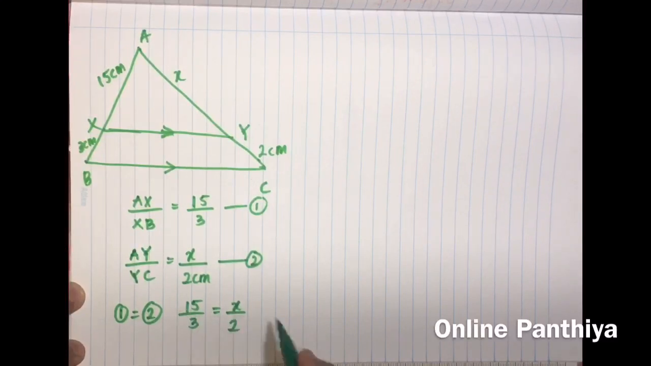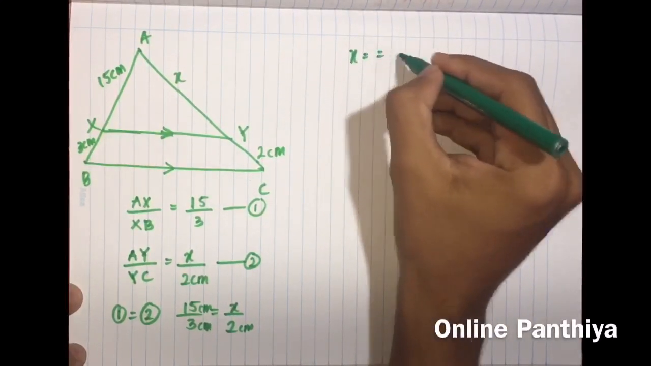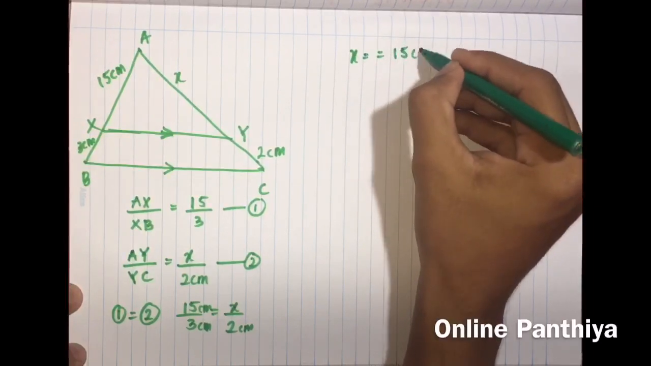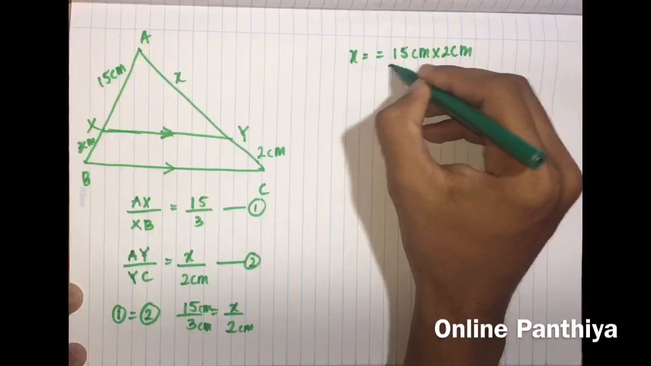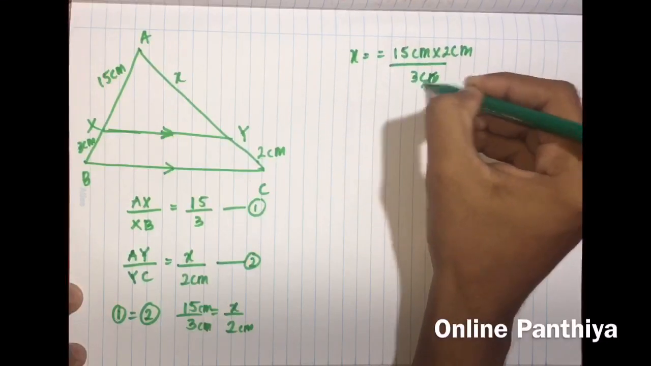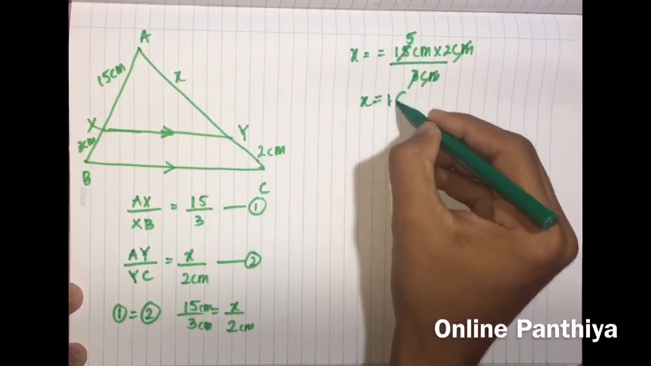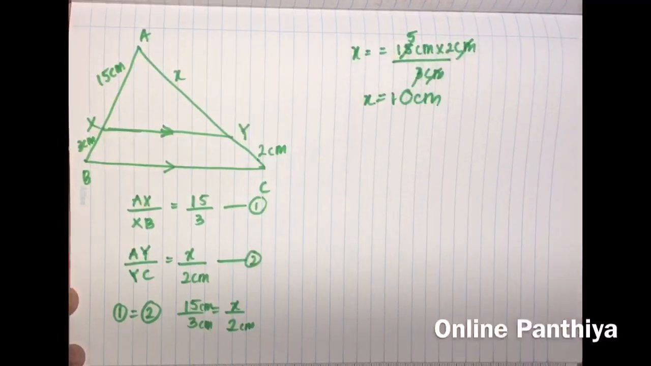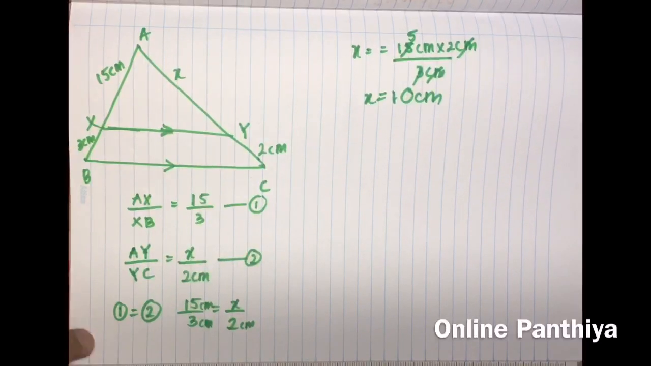Now you have to cross multiply. Don't forget the units. Cross multiplying gives 15 centimeters multiplied by 2 centimeters, divided by 3 centimeters. 5 times 2 is 10. The answer is 10 centimeters. Understand? These two fractions, or ratios, are the same. This is what is meant by this theorem.